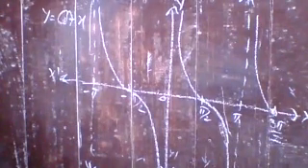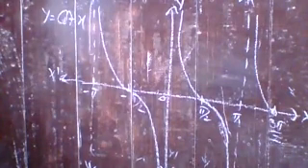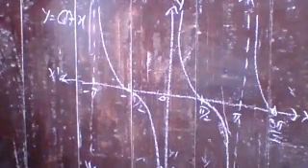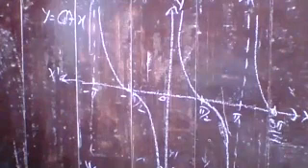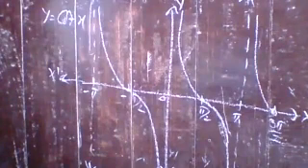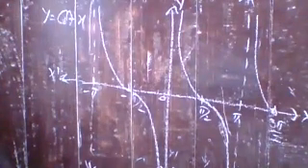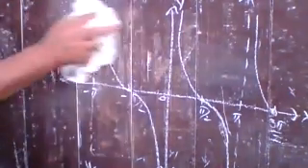Now, the graph of sec x. At what point can you say sec is not defined? Sec is not defined for all those points at which cos is 0. And cos is 0 at pi by 2. Not only pi by 2, but sec x is defined for all real numbers except odd integral multiples of pi by 2. Understand? Now just see how you plot the graph of sec x.